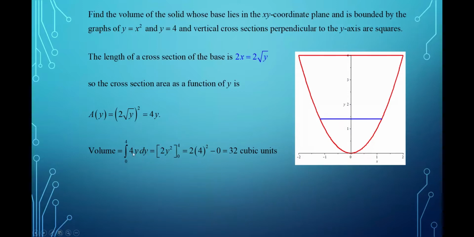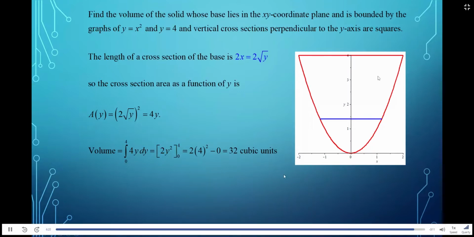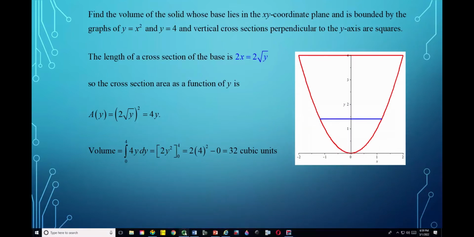Find your antiderivative of 4y. That's 2y squared, that's good enough to use. From 0 to 4, the Fundamental Theorem of Calculus tells you to put in 4 for y here. Get 2 times 4 squared minus, put in 0 for y, you get 0. 4 squared is 16, times 2 is 32. 32 cubic units. That's the exact volume of that solid that we were looking at. Isn't that cool? Calculus can actually compute the exact volume of that kind of solid. Pretty cool.